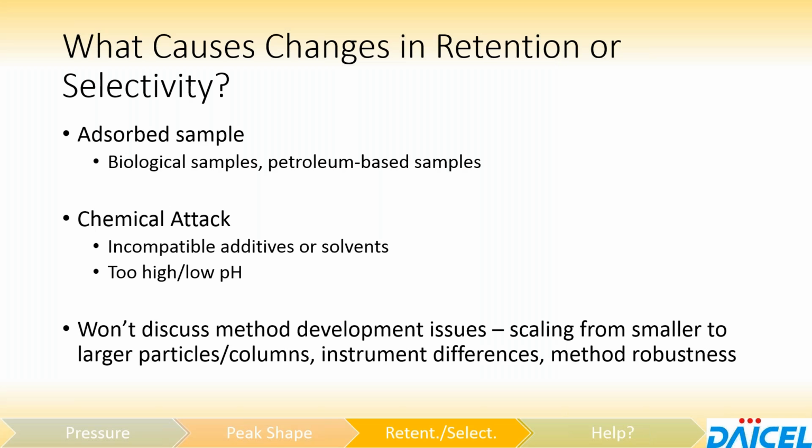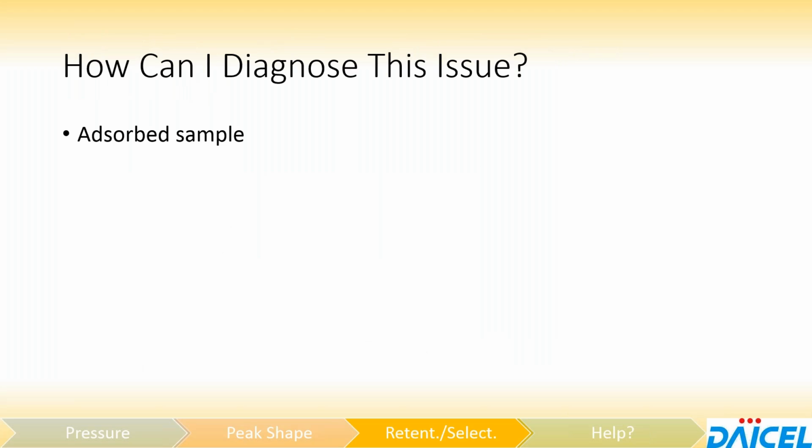As far as method development goes, we're not going to talk about issues like scaling from smaller to larger particles or larger column dimensions. We're not going to talk about differences in instruments, and we're also not going to talk about method robustness. That's for another day, unfortunately.